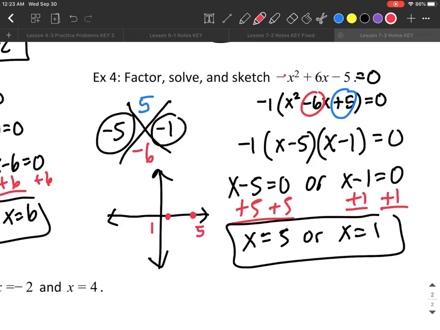But because I have this -1 in front, because I have the negative coefficient, I know that this is going to be a downwards parabola. So instead of upwards, I'm going to draw it like this.